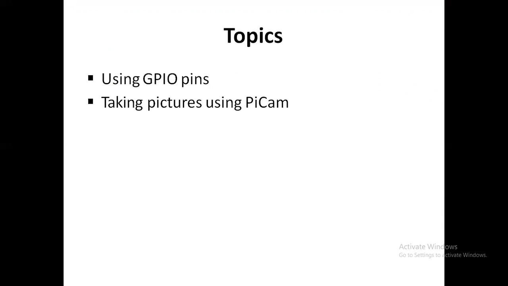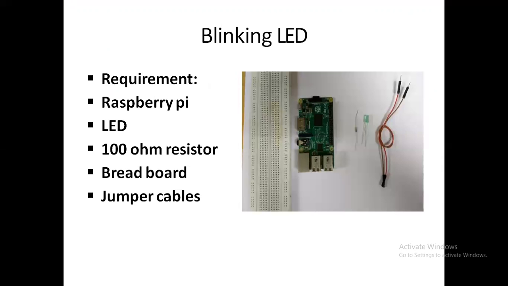For that, the requirements are a Raspberry Pi, an LED, a 100 ohm resistor, a breadboard, and jumper cables. These are cables. So there is a resistor, LED, Raspberry Pi, and a breadboard. These are the requirements for our basic example.